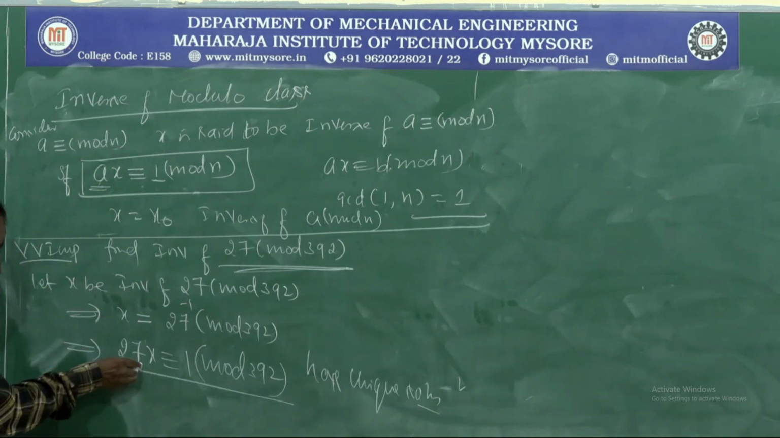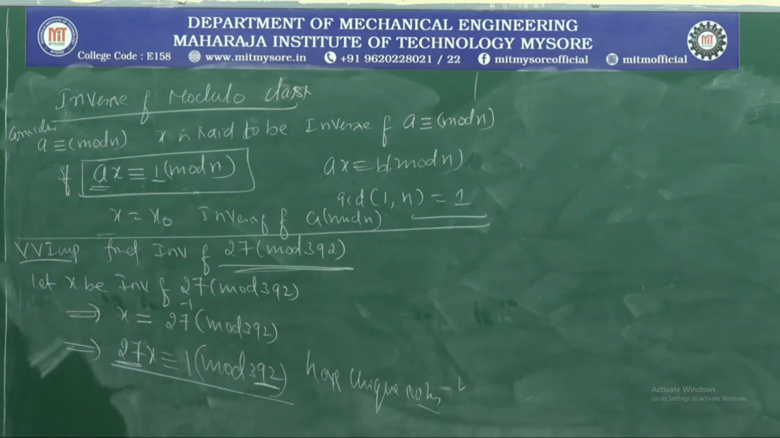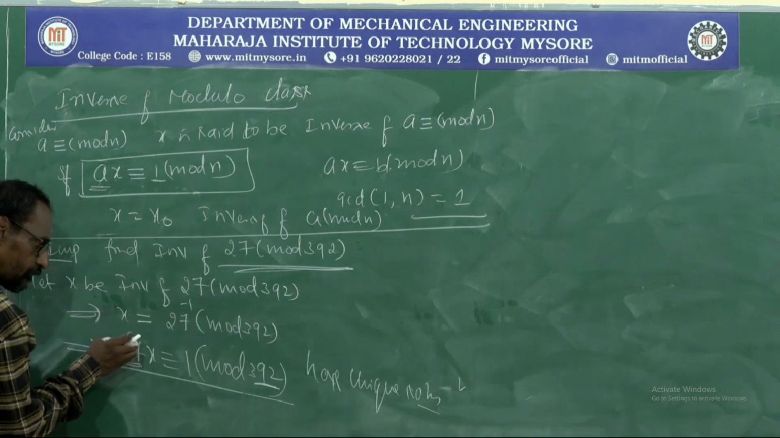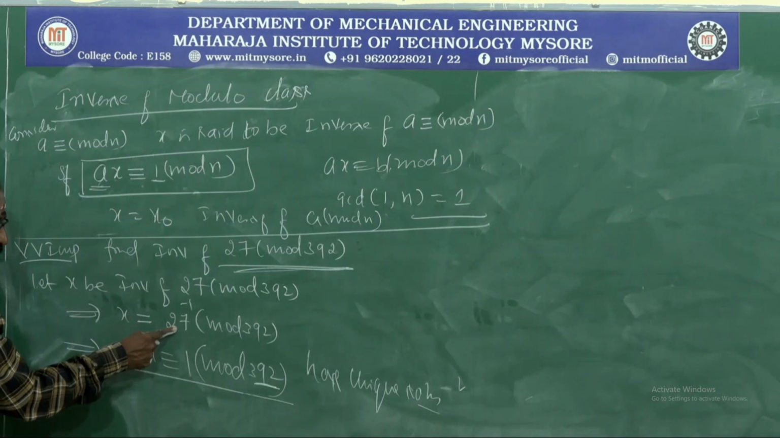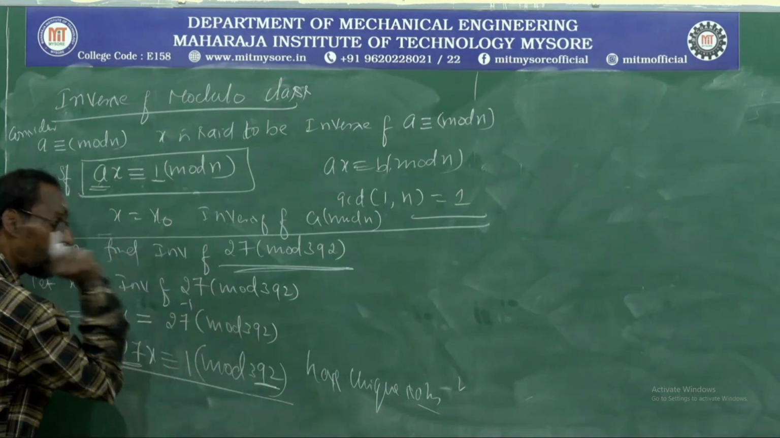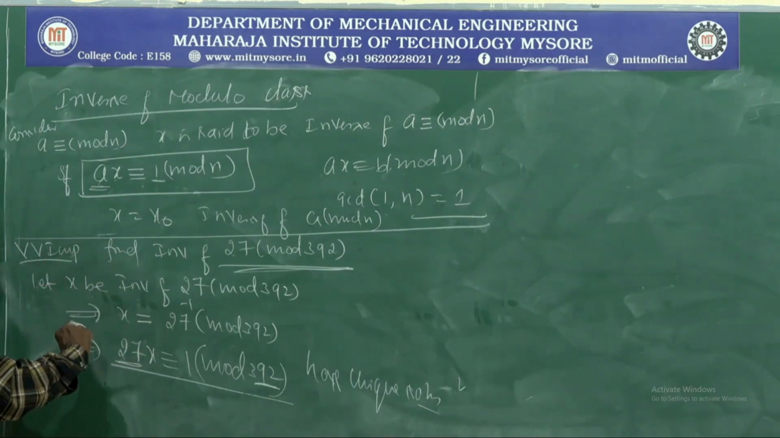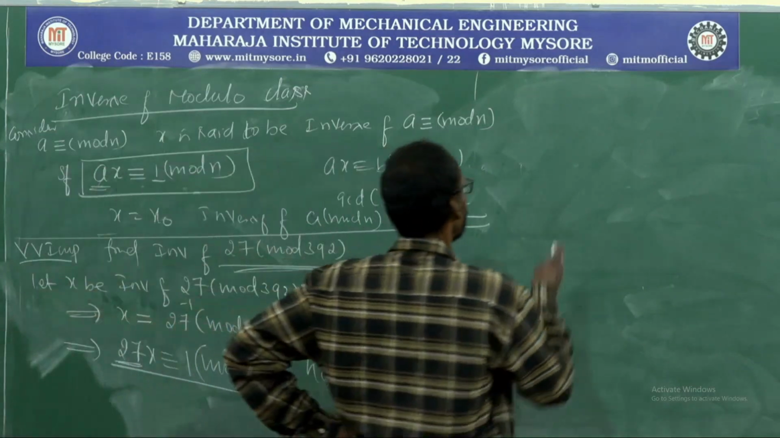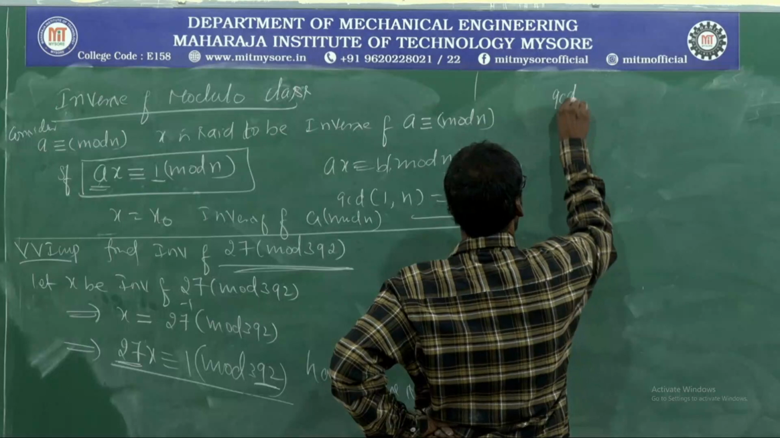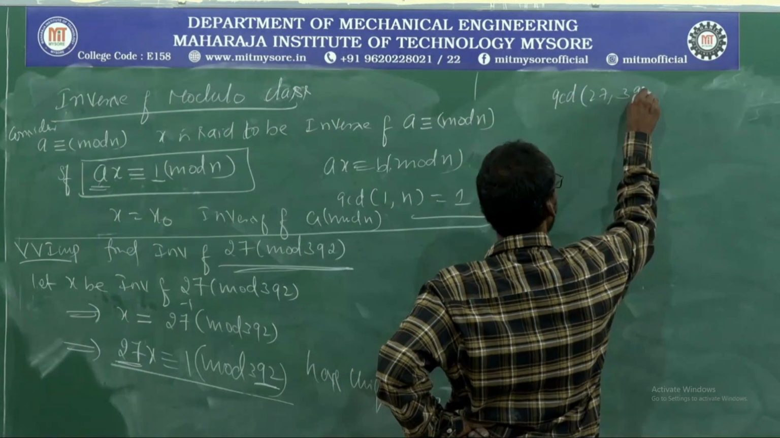Get the GCD of these two numbers. Carefully see now, the technique will change slightly. Take the number 27, take the number 392. What is 27? The given number. What is 392? The modulo class. Get the GCD between the given number and the modulo class for which I want to find the inverse. Step number 1: I want to find the GCD of 27, 392.